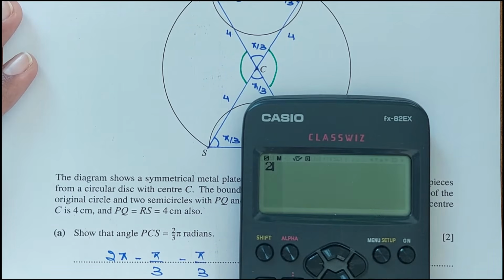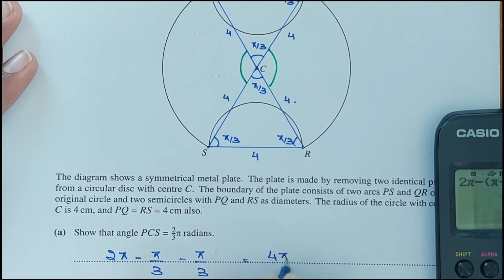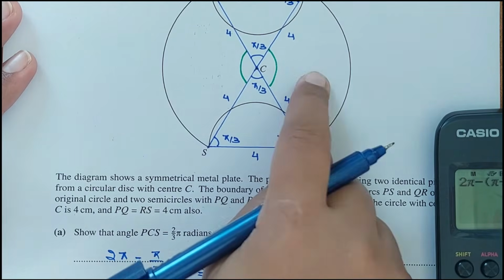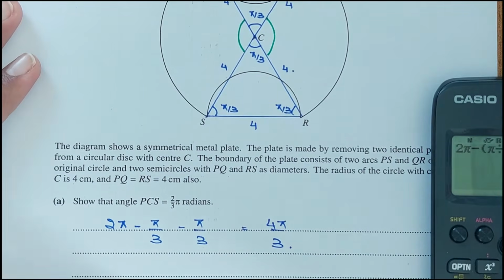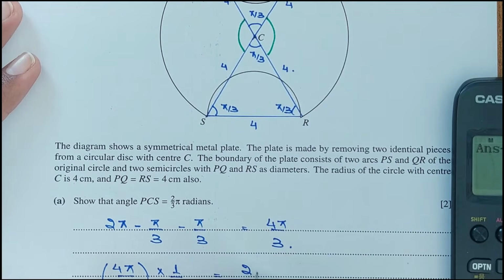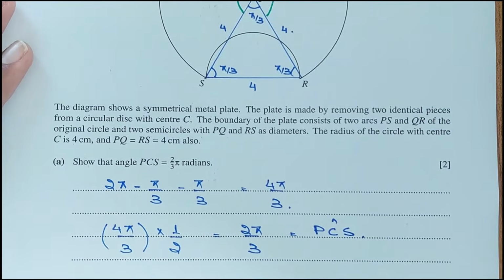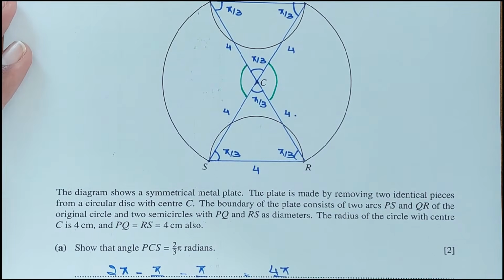So 2 pi minus pi by 3 minus pi by 3 is 4 pi by 3. So these two are 4 pi by 3 when you add them up. Since it is symmetrical, we have to do 4 pi by 3 divided by 2. This would be equal to 2 pi by 3. The angle PCS we can say is 2 pi by 3.